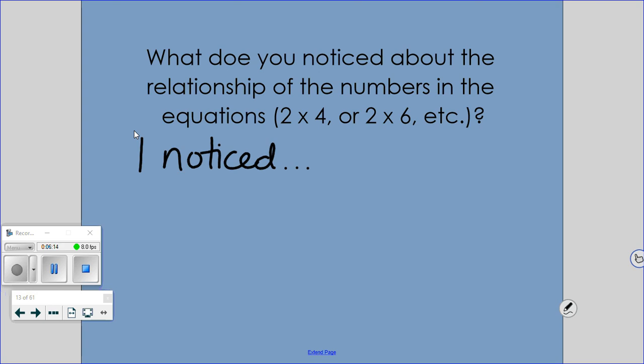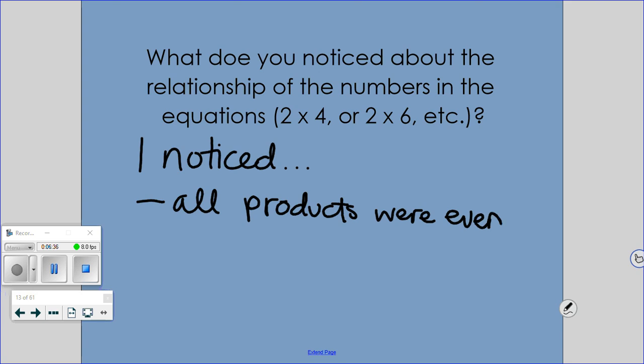Barrett, what did you notice when we were writing those equations? All the answers to the equations were even. Oh, so we noticed that all, I'm going to change your language a little bit, products are answers for multiplication. All products were even. All of those answers were even numbers. That's very interesting. I noticed that too, Barrett. Bria, what did you notice?